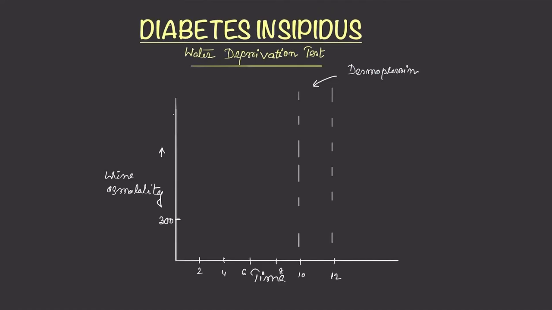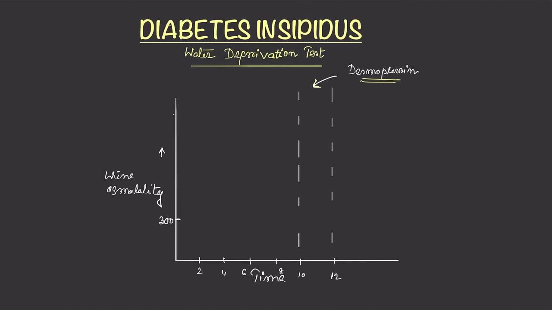The most appropriate investigation of choice for diabetes insipidus is the water deprivation test, in which the subject is not allowed to ingest water for a prolonged period of 10 to 12 hours. During this period, samples of urine are collected and the urine osmolality of those samples is plotted against the time interval graph. Towards the end of this test, we also give the subject desmopressin, which is the synthetic analog of ADH.